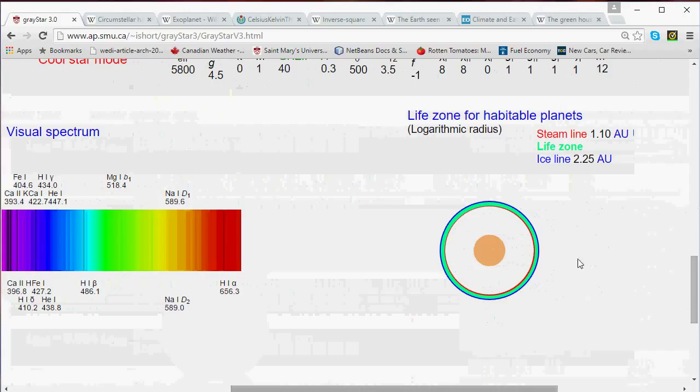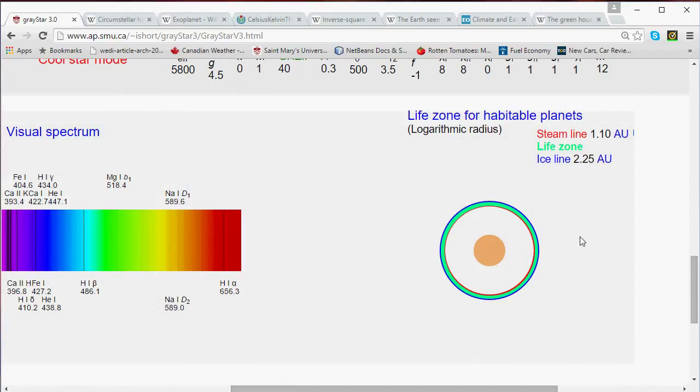And you can see that our prediction is correct. The circumstellar habitable zone has now moved outwards a little bit. Its inner edge, the steam line, now lies out at 1.1 astronomical units. So that's out beyond the Earth's distance from the Sun as it currently is. Okay, so the circumstellar habitable zone now spans the range of distances from 1.1 to a little over 2.2 astronomical units. And that makes sense.